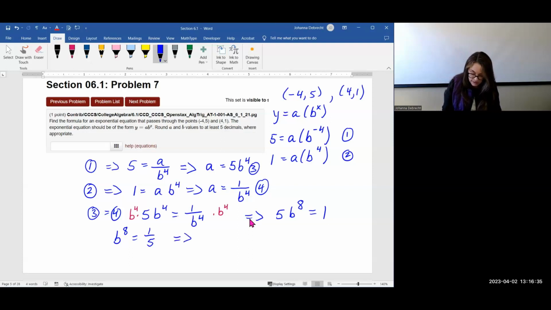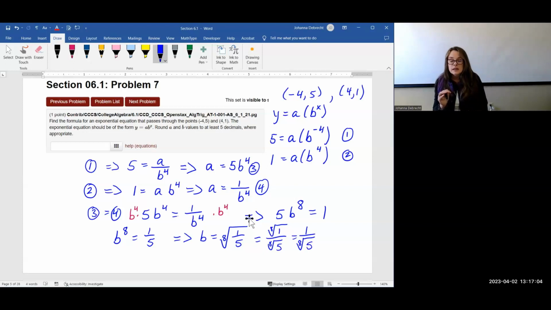So this then gives me that b is equal to, and remember, with an 8th root normally we think of a positive or a negative, but b has to be strictly positive. So this is going to be the 8th root of 1 divided by 5. Remember, you can split the radical. So this becomes the 8th root of 1 over the 8th root of 5. And the 8th root of 1 is 1. So we get 1 over the 8th root of 5. That's b. It's not a nice number, but it's a number, right?